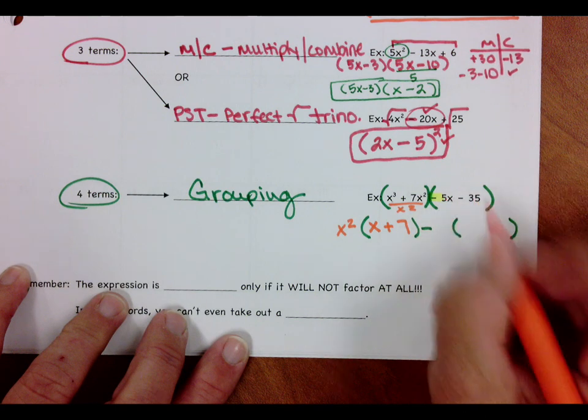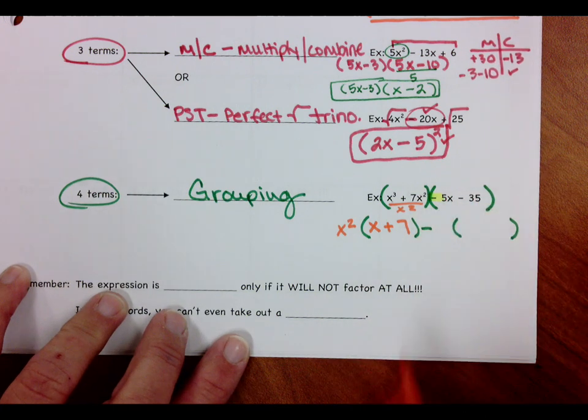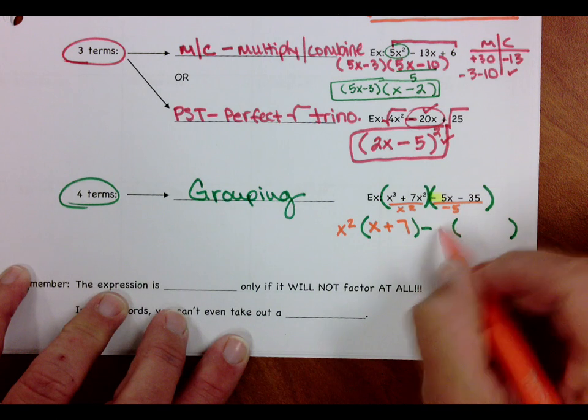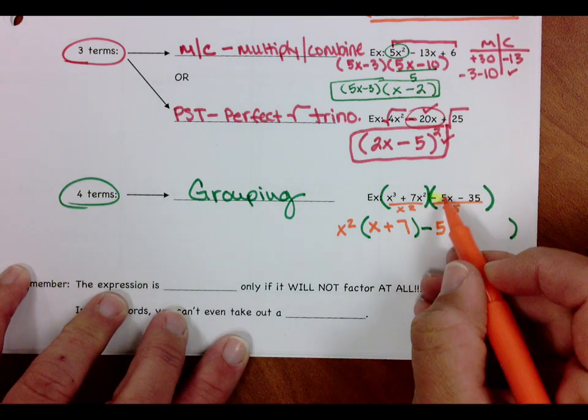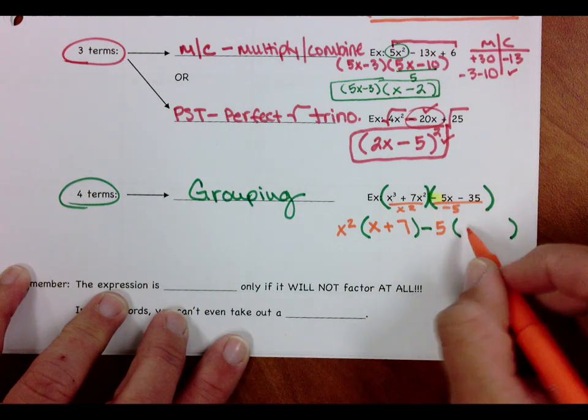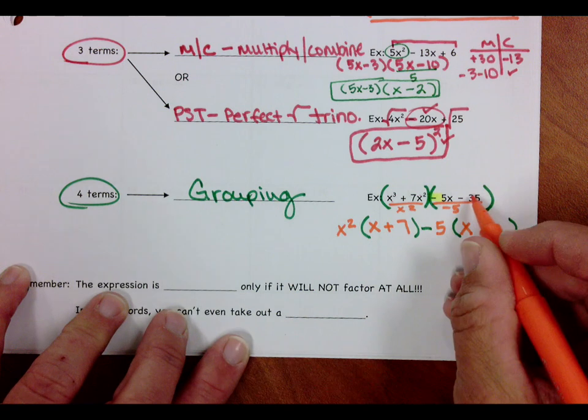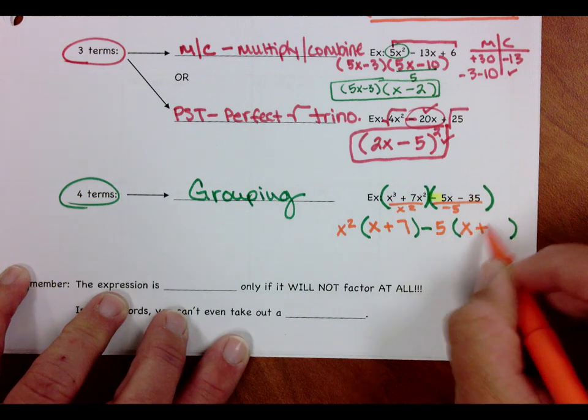What does 5x and 35 have in common? 5. It'll be a negative 5. Negative 5x divided by negative 5 is x. Negative 35 divided by negative 5 is positive 7.